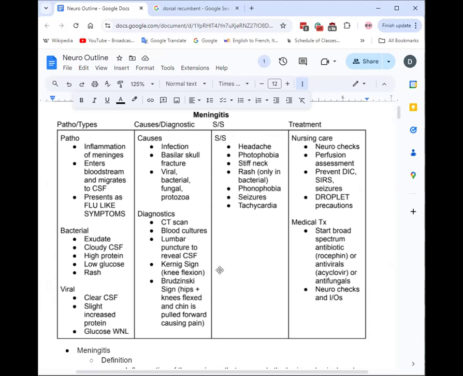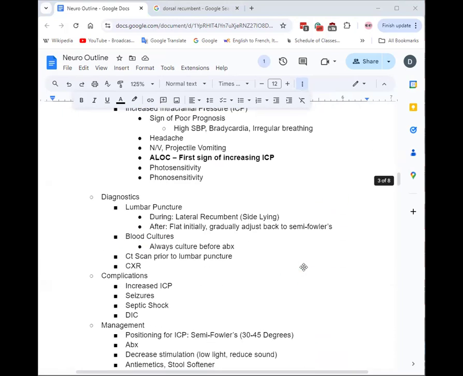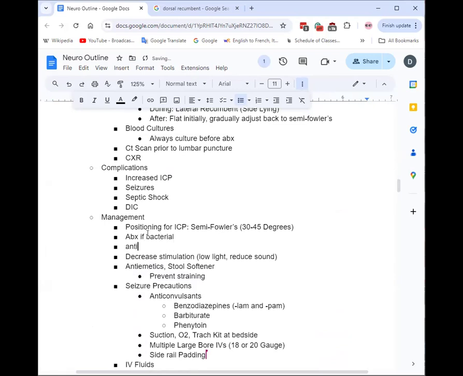Just another way to have it all in one little area for meningitis. And then obviously you'll have flu-like symptoms. That's something we didn't really go over, but it makes sense. And obviously antibiotics if bacterial, antivirals if it's viral. Usually just look for the ones that end in clovir or just vir, probably with an I instead, like acyclovir.